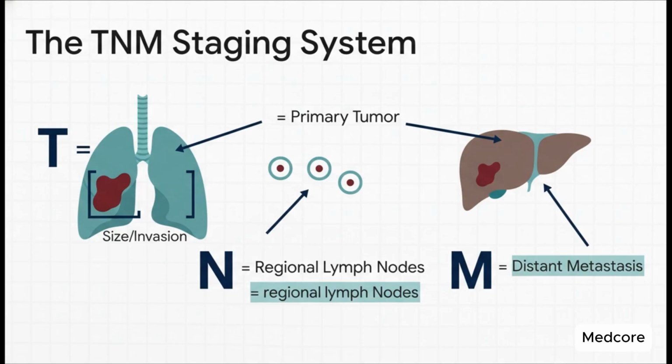T stands for the primary tumor. We're looking at its size and how deeply it's invaded locally. N tells us if it's spread to any nearby lymph nodes. And M is the big one. It tells us if there is distant metastasis, those new colonies in faraway organs.